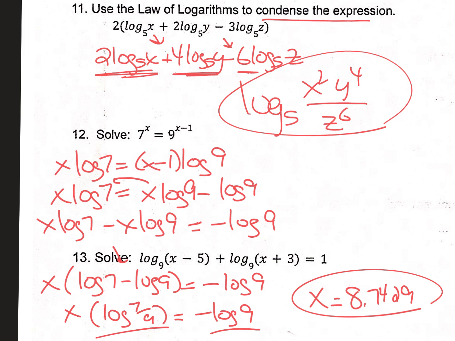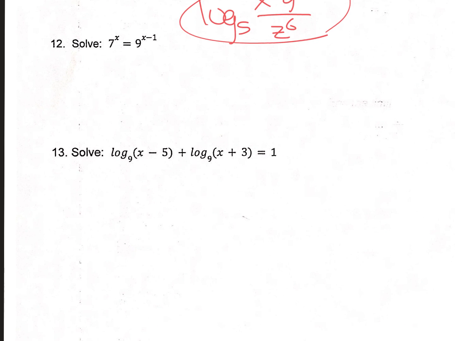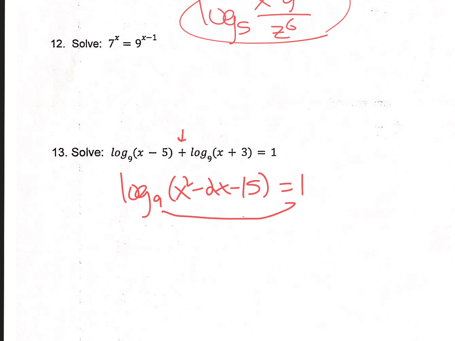Okay, I'm going to erase that one so I can get this last one, number 13. 13 says solve. I think it's the last one. Yep, it's the last one. On the left-hand side, there's addition of logs. That means you're going to multiply. So I'm going to multiply the x minus 5 times the x plus 3. I get x squared minus 2x minus 15 equals 1. Now, anytime you have one log, you've got to work out the log, which means you take the base, raise it to that power, and it equals that. So I'm going to do 9 to the first power, which is 9, equals x squared minus 2x minus 15.